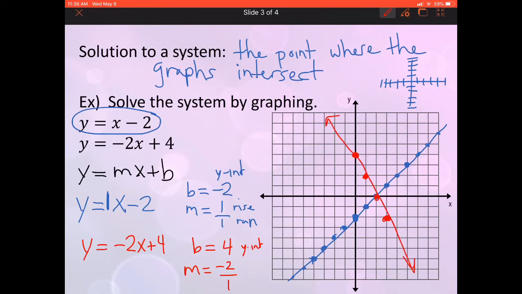And the direction said to solve the system by graphing. So the solution to this system is the point where they intersect, and that point is 2, 0. And there's my solution in green. And it's 2, 0 because the x-coordinate went right 2, and then I did not go anywhere for my y-coordinate. I didn't go up or down, so 2, 0.